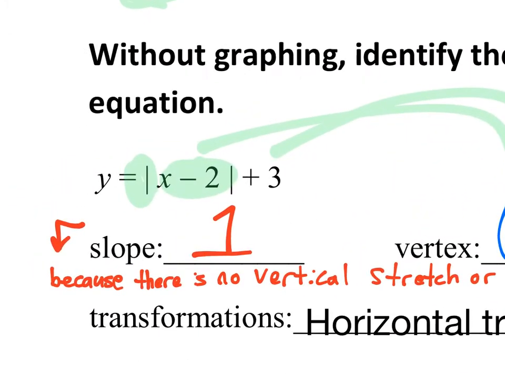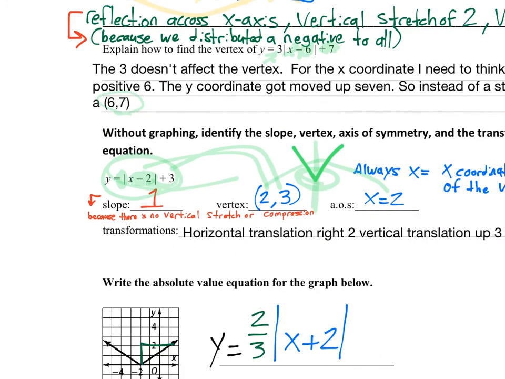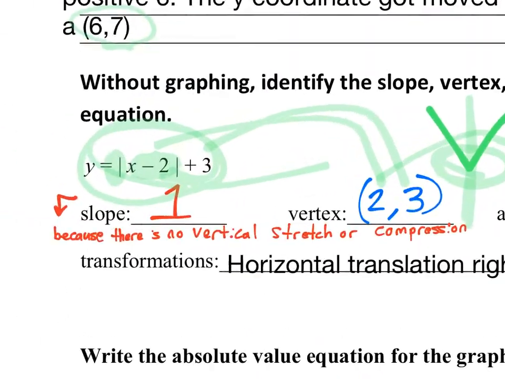Transformations. I got shifted to the right 2. The -2 makes me want to think to the left, but I have to think opposite. So I had a horizontal translation right 2 and a vertical translation up 3.